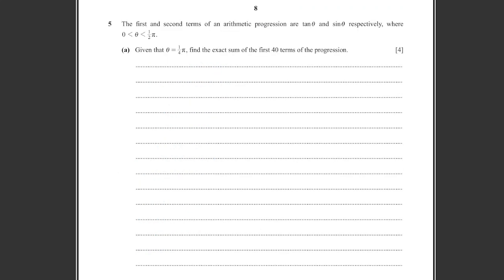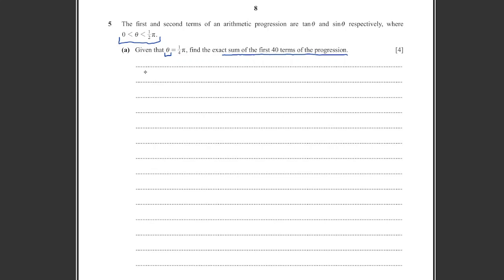We're on question number 5 over here, and it says the first and second terms of an arithmetic progression are tan theta and sine theta respectively. And this is the range of what the angle can be. They've told us what the angle is equal to, and we need to find the exact sum of the first 40 terms of the progression. So we basically need to find the sum of terms of an arithmetic progression.